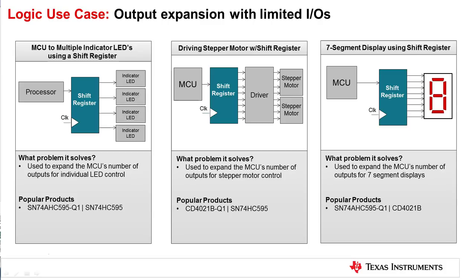Popular devices include AHC595, HC164, CD4021B, HC595, etc. The HC165 device can be used as a parallel load serial out shift register, which aids in input expansion. This is the reverse of the output expansion we just looked at using the HC595 device.